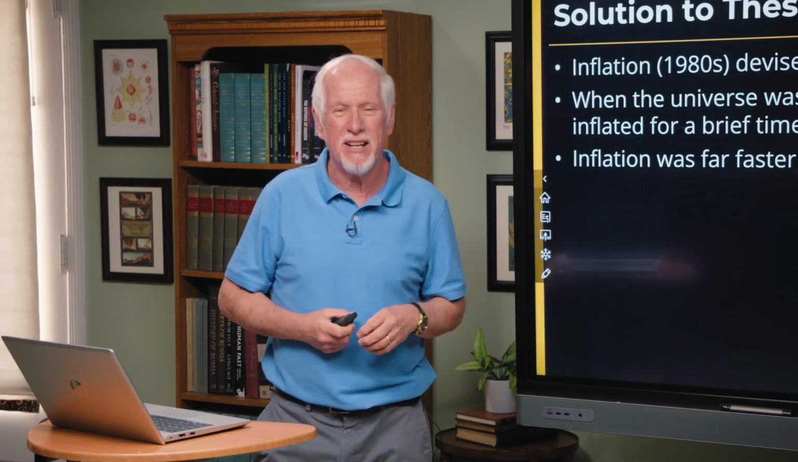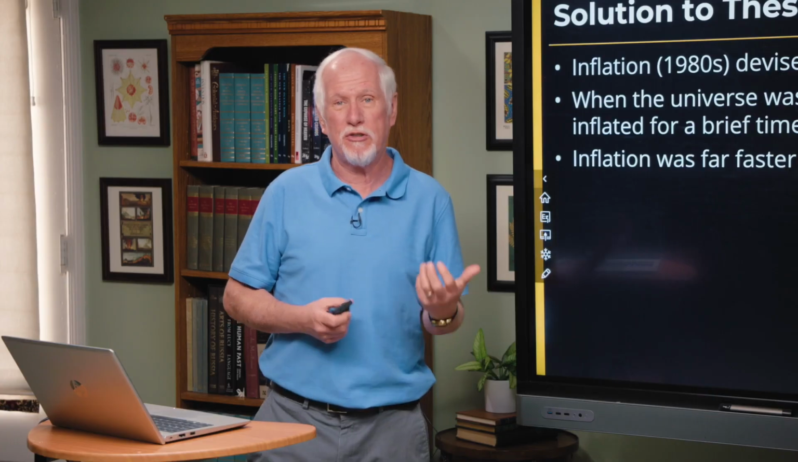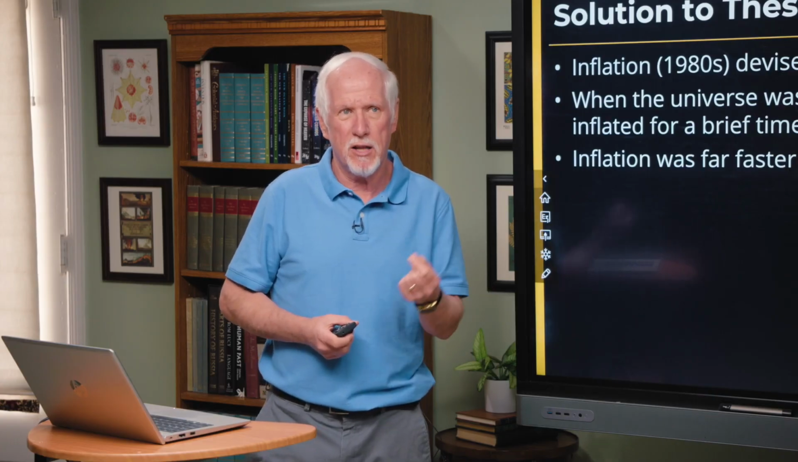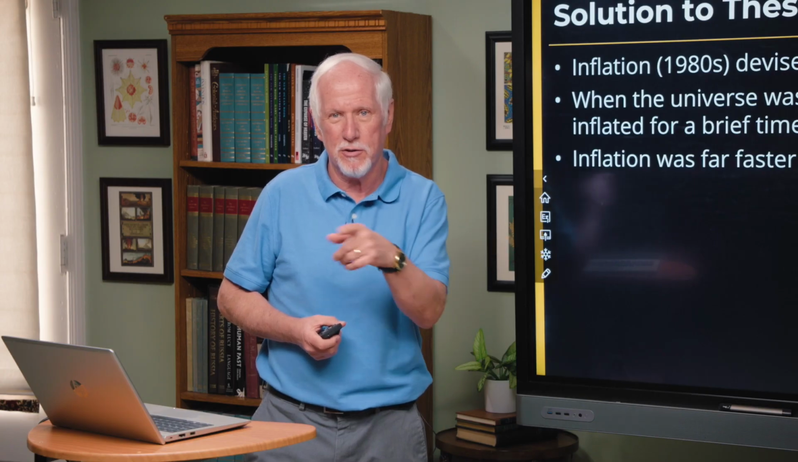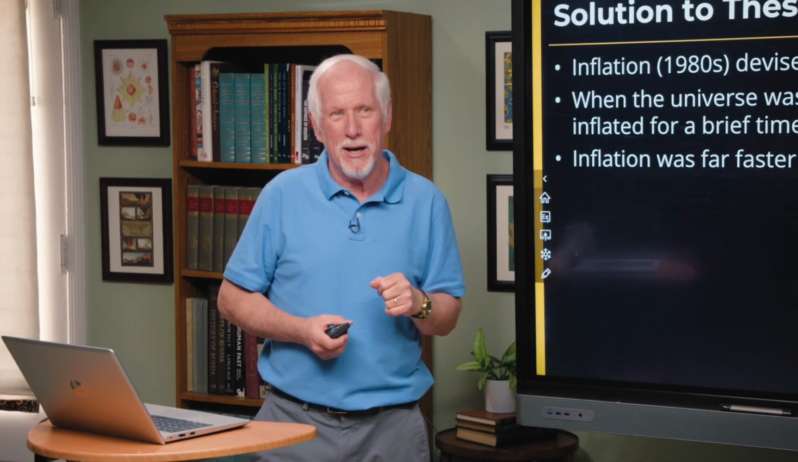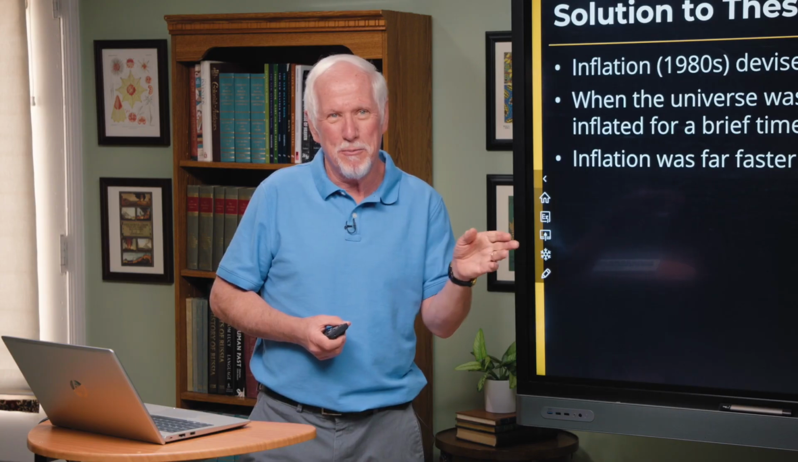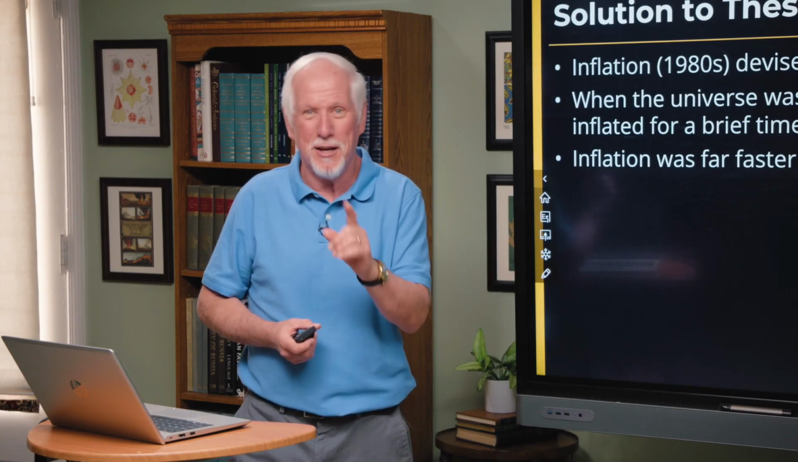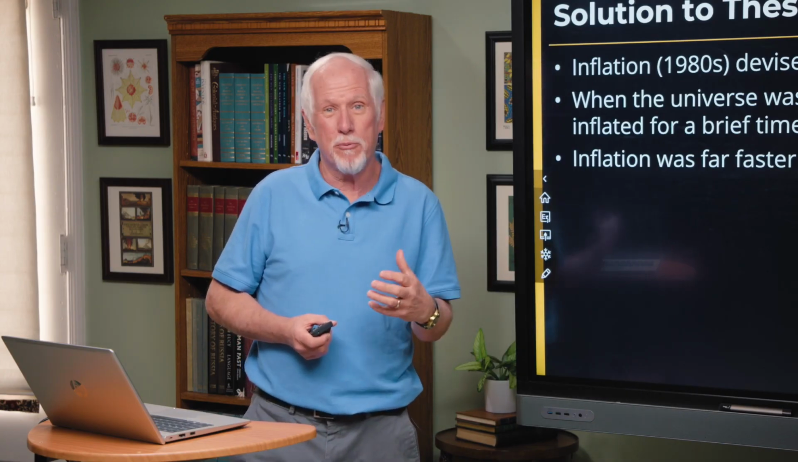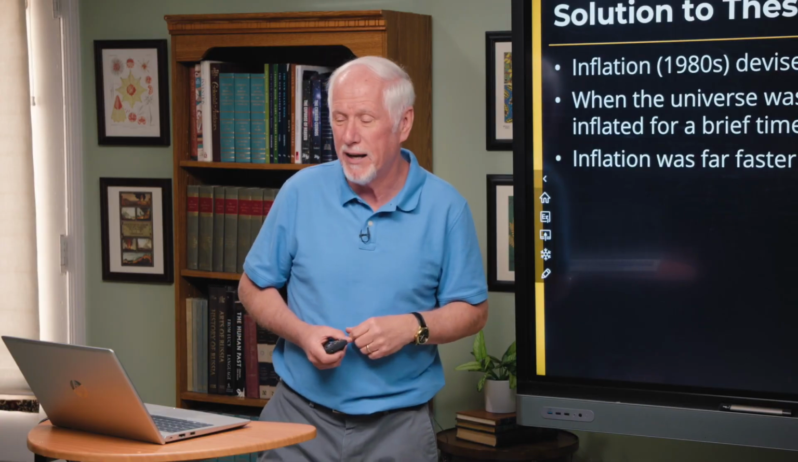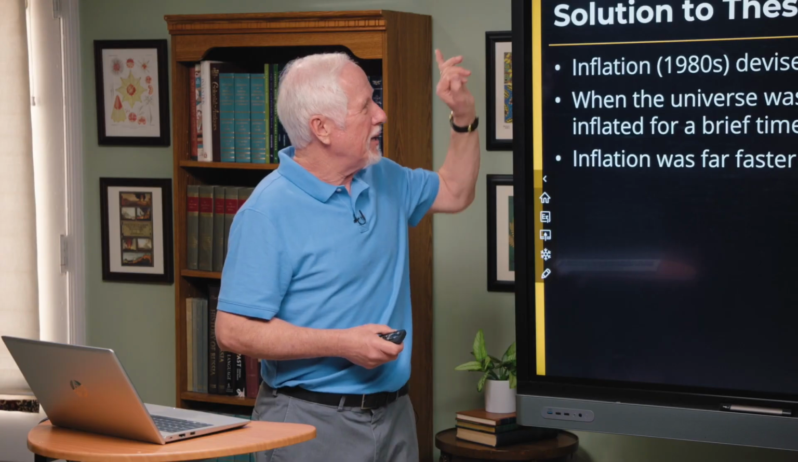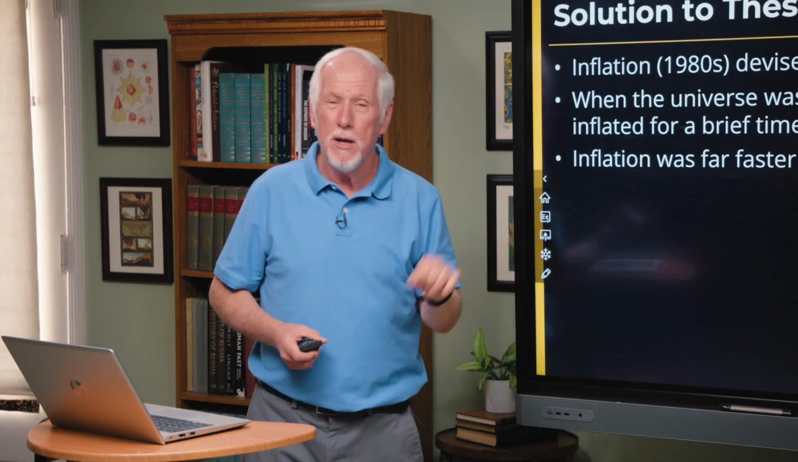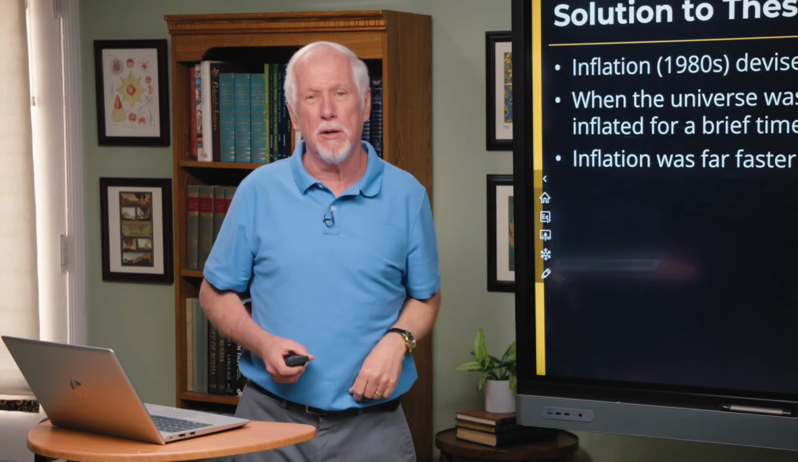Something like 10 to the minus 34 to 10 to the minus 32 seconds after the Big Bang. When I say 10 to the minus 34 seconds, that's a decimal point followed by 33 zeros and a 1. And 10 to the minus 32 is a decimal point followed by 31 zeros and then a 1. Very brief, far faster than the speed of light. And this, folks, would solve not only the horizon problem, but also the flatness problem.